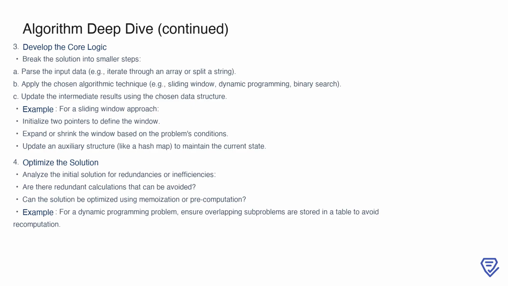For instance, in a sliding window approach, you would initialize 2 pointers to define the window, adjust the window size based on the problem's conditions, and maintain the current state in an auxiliary structure, such as a hash map.